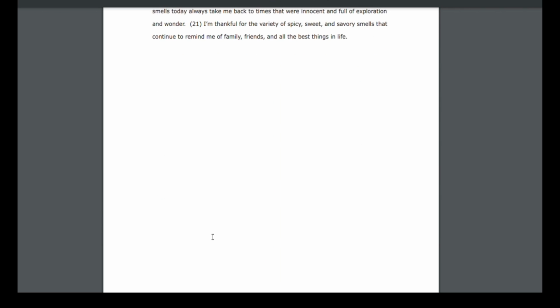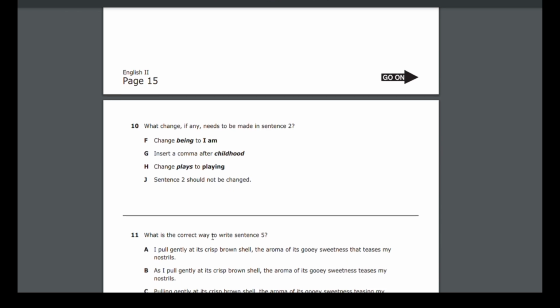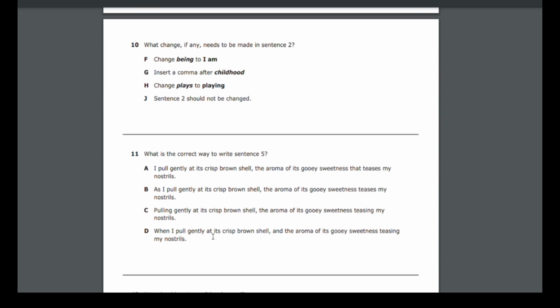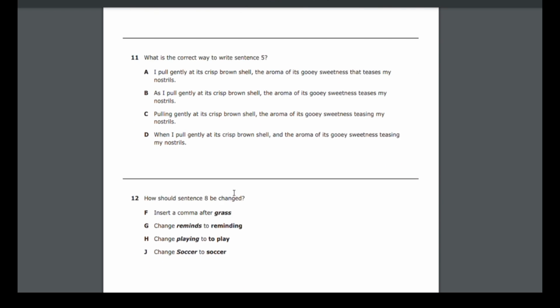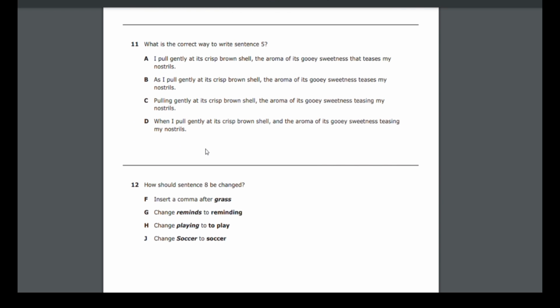Okay, editing. All we're going to do is read sentence 2 and just substitute those words, read it out loud, see which one sounds better. Once again, 11, read it out loud, which one sounds better?